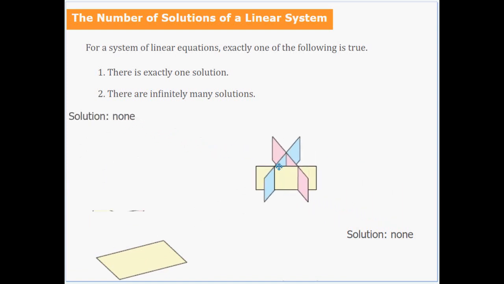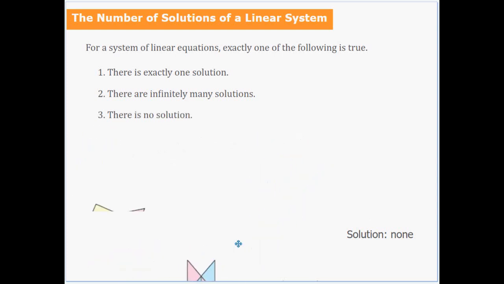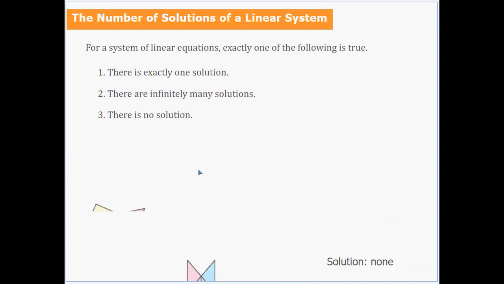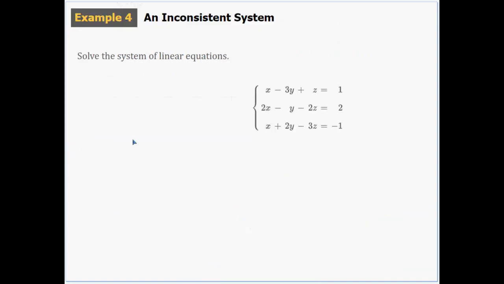We might have no intersections. Here, two planes intersect at different spots, but there is no place where all three come together at one intersection. Or we might have all the planes parallel, and there are no intersections between any of them. So let's start digging into these possibilities.